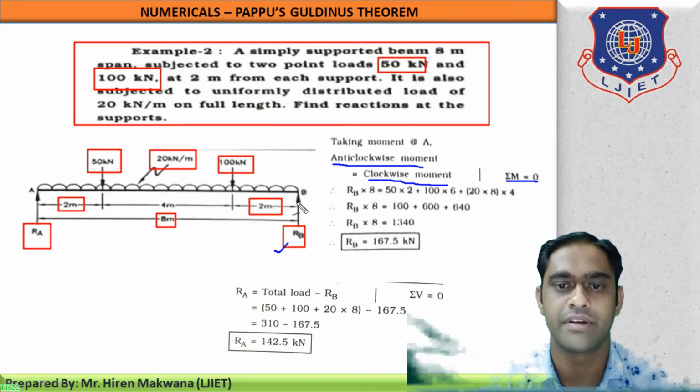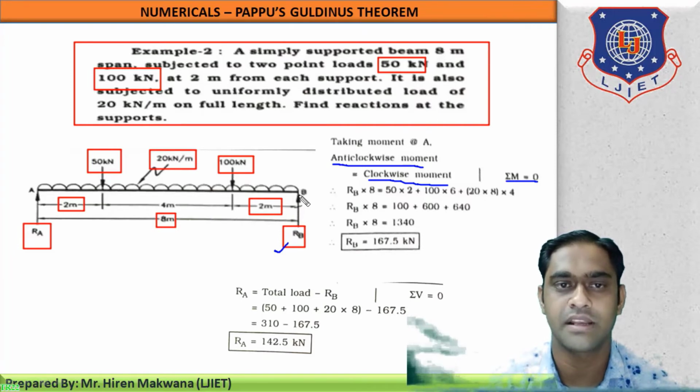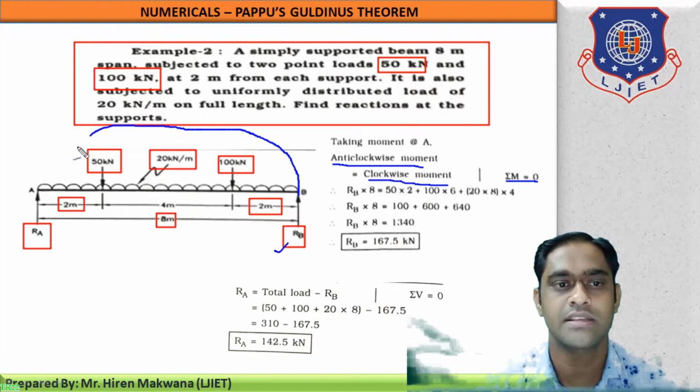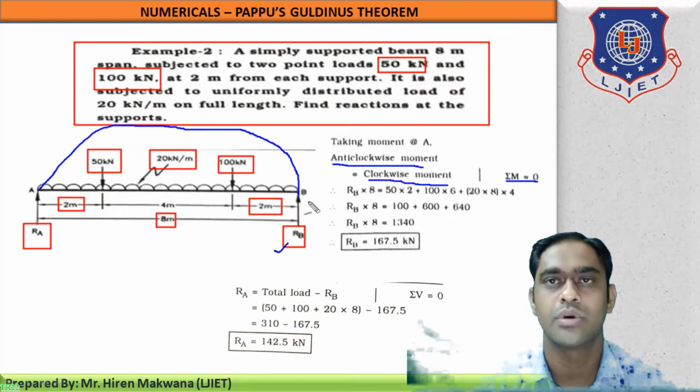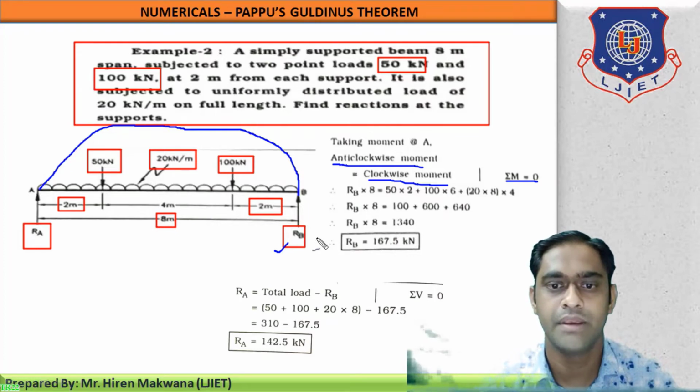RB is going upward. So just rotate this force RB about point A like this. See carefully, it is rotating in this direction. Okay, so it will be the anti-clockwise direction. So the moment will be RB in the anti-clockwise direction.